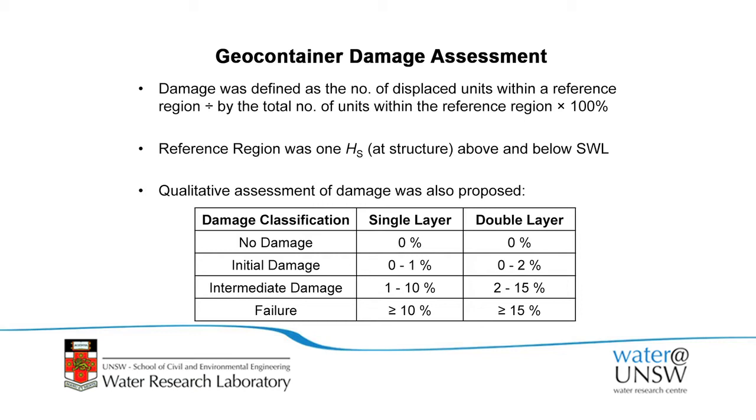Intermediate damage, where the structure looks pretty damaged but still fulfills its function, is between 2 and 15% damage. And we found that for a double layer structure, once you had 15% of the units move, the structure effectively fails. With a single layer, because there's not as much resilience in it, once 10% of the units get moved from their initial position, the structures usually fail. So that's the sort of damage criteria that I'll show from the curves in a moment.